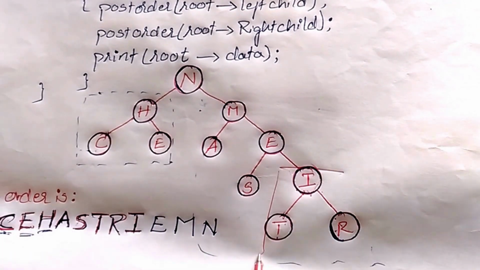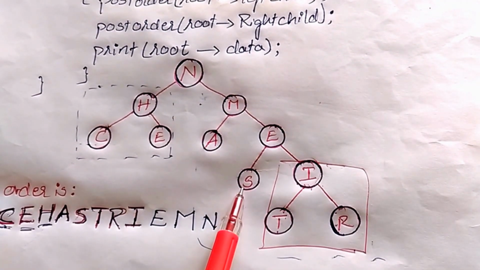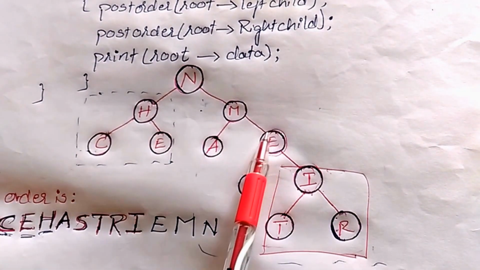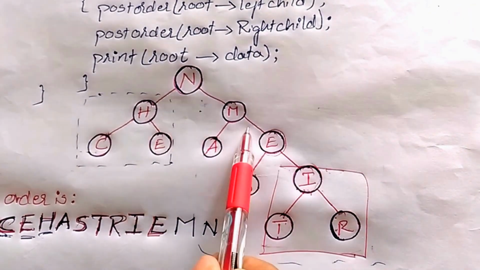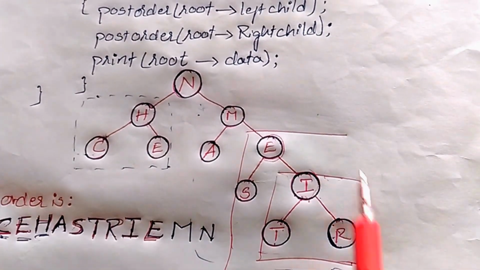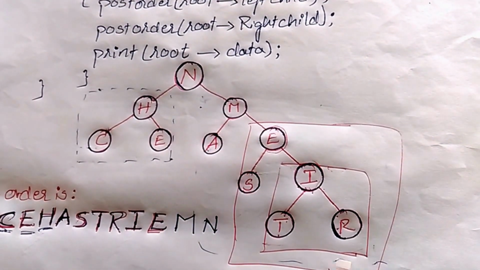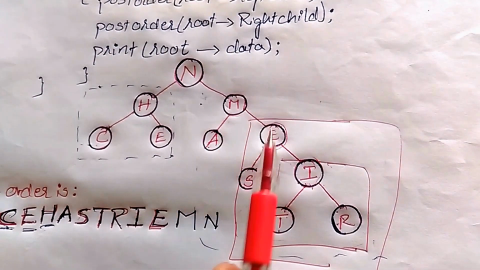Now this part got completed. So already the left child got completed and the right child is completed, and now we are visiting the root part E. Till here we completed this part. So already left child A is visited and the right subtree is visited. After left and right got completed, the root M is visited.